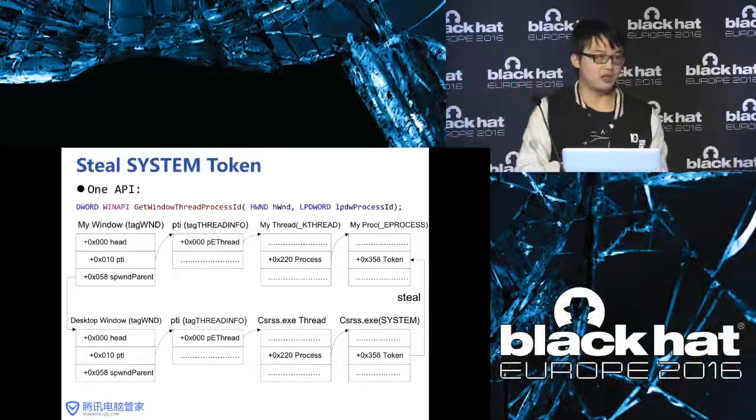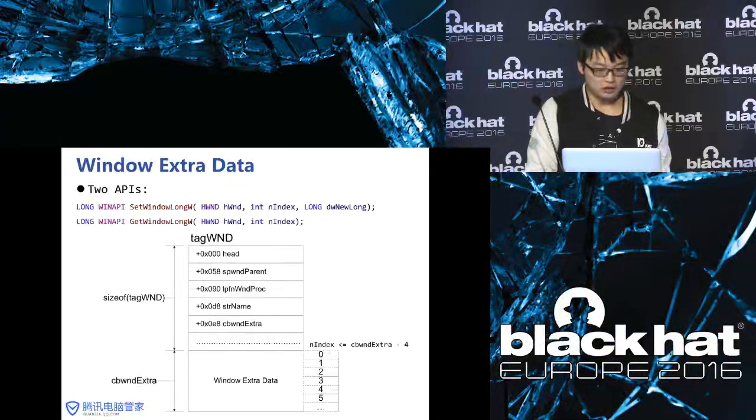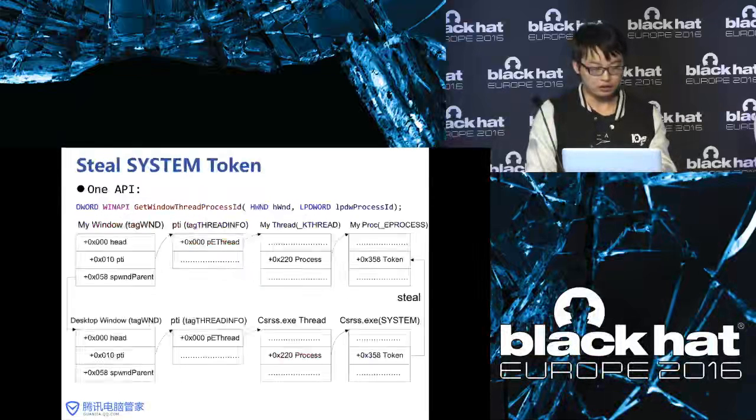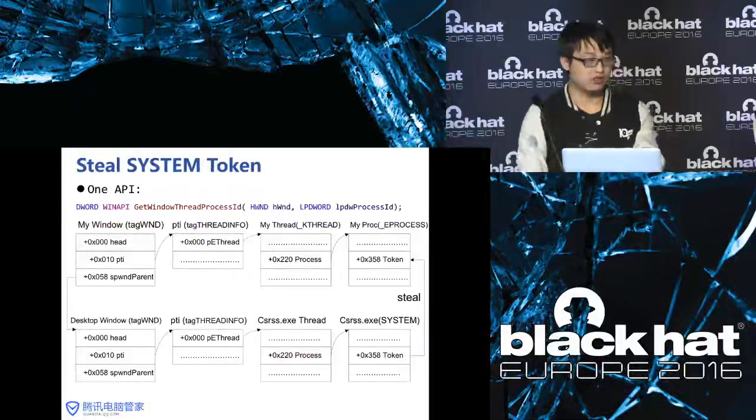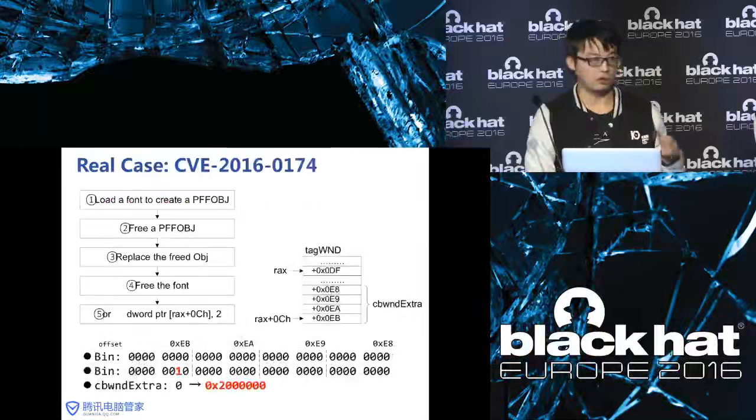What we need to do now is use these two APIs, SetWindowLong and GetWindowLong, to read the system token and then write it to our token position. So this is going to be our escalation process.